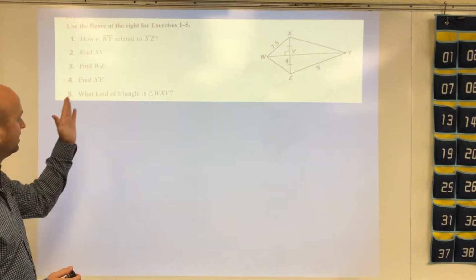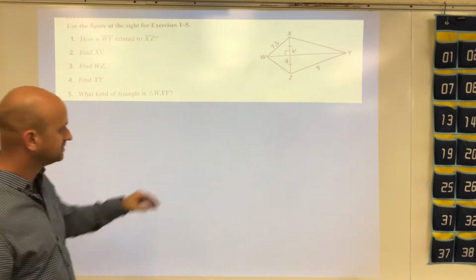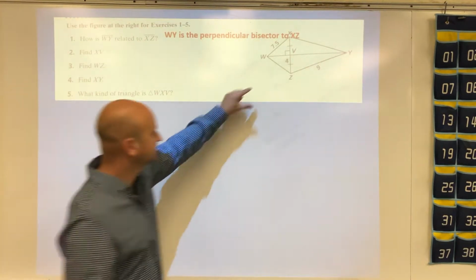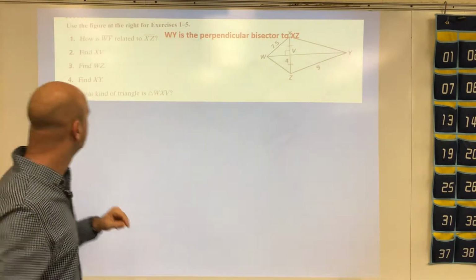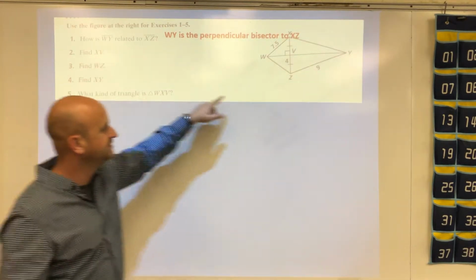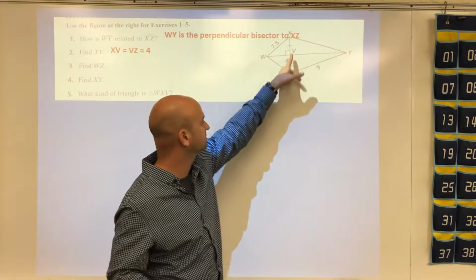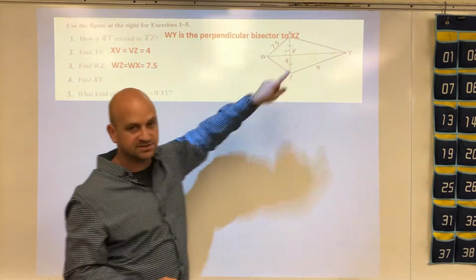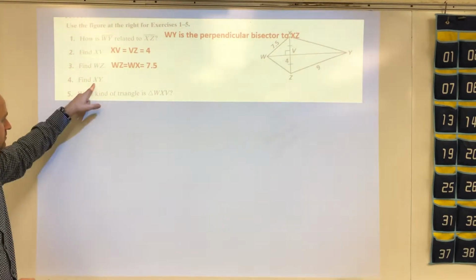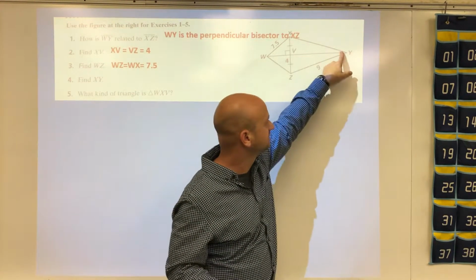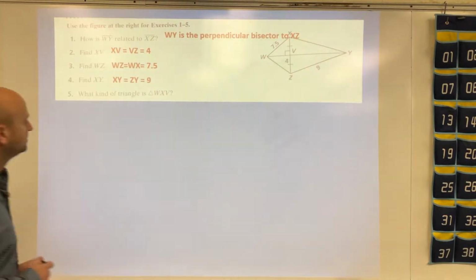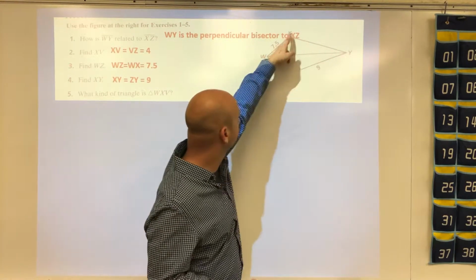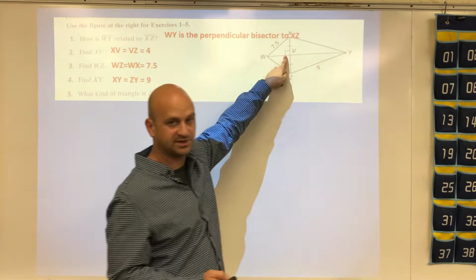All right, so how is WY and XZ related? Well, WY is the perpendicular bisector of line XZ. And we notice that because it splits it into two equal parts. Okay, so find XV then. Well, XV is going to be the same as VZ, which is 4. All right, to find WZ, that's this section, it's going to be the same as WX, which is 7.5. XY is this particular line, and that's going to be the same as ZY, which is going to be 9. And then they just ask, what kind of triangle is WXV? So WXV is going to be a right triangle.